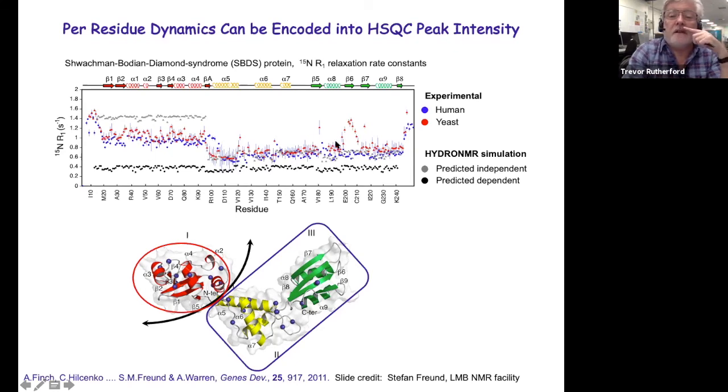We can also illustrate in here the comparison of human and yeast homologs, and you can see that there is one loop region, specifically in the yeast, that has a very much higher mobility than it does in the human. So this per-residue level of resolution of what's going on in the dynamics of a backbone is exceedingly useful information.